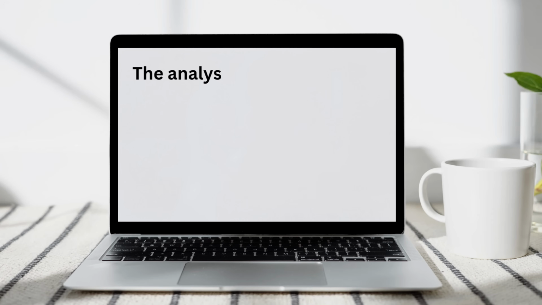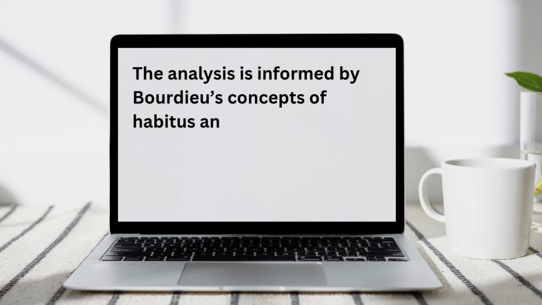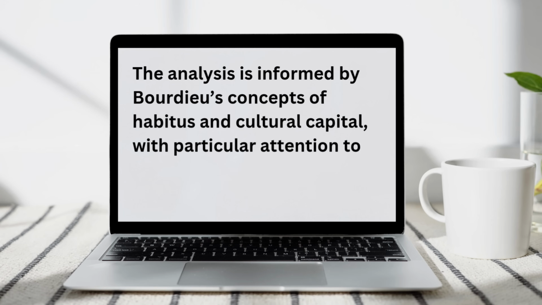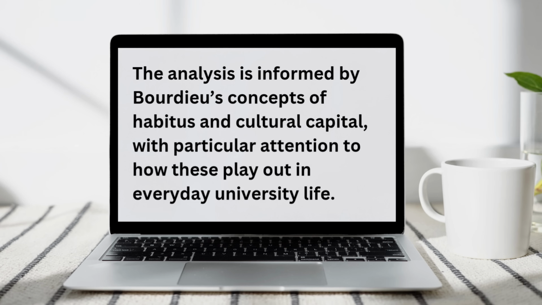Next up, say something about your conceptual and/or theoretical framing. This can be a line or two, maximum. Just enough to signal the intellectual grounding of your work, without going full on academic jargon. For example, the analysis is informed by Bourdieu's concepts of habitus and cultural capital, with particular attention to how these play out in everyday university life. Now, if you're a bit unsure as to whether the person reading your abstract is going to know about that theory, give a little bit more detail, like a tiny bit. So Bourdieu's work on class and education.